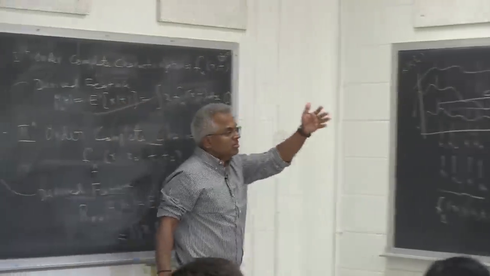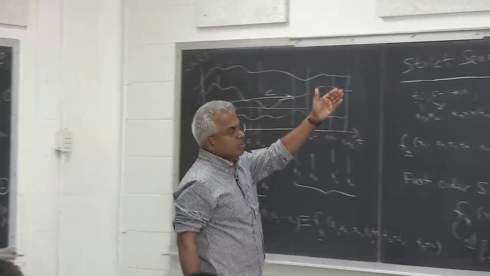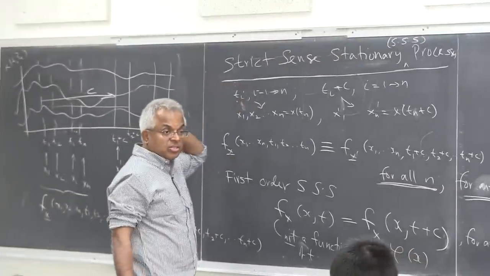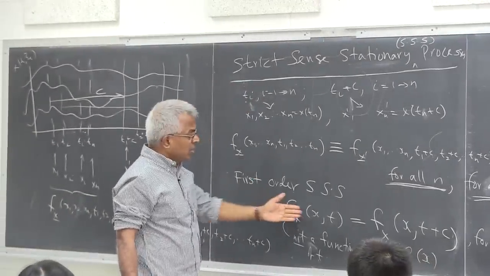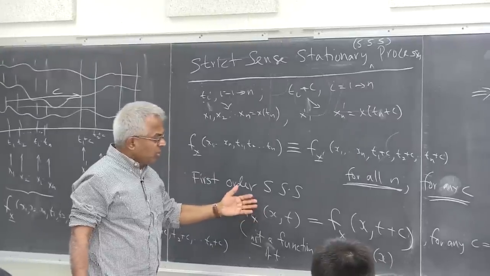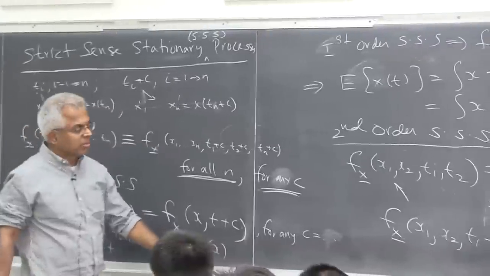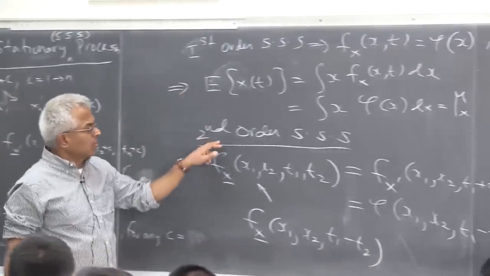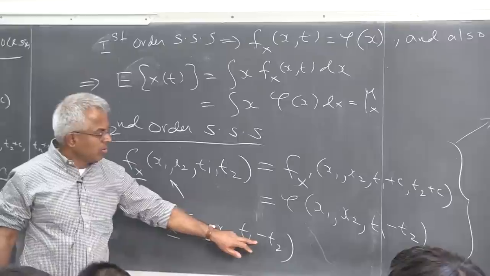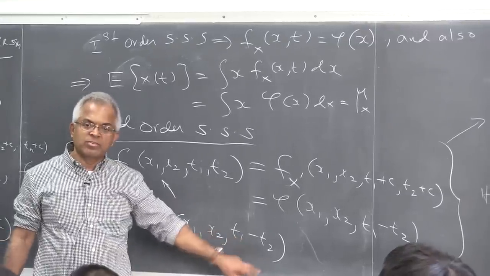And sometimes even this is hard to check, because look here. If you want to check the process is strict sense stationary, then you need to know the density function, and you need to make sure it's not a function of time. If you want to check it to be second order strict sense stationary, you need to make sure it's only a function of t1 minus t2.